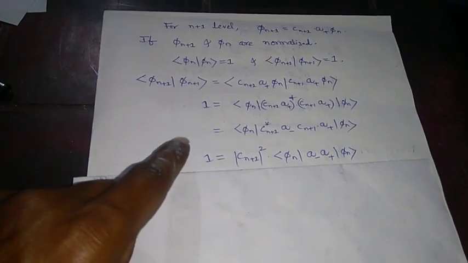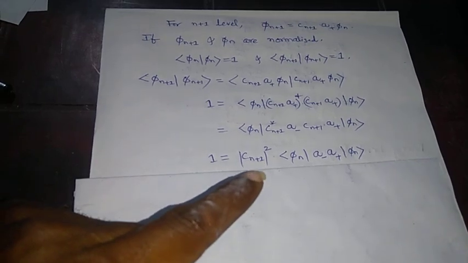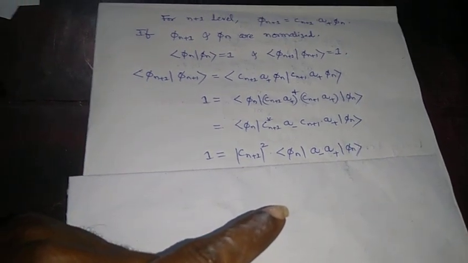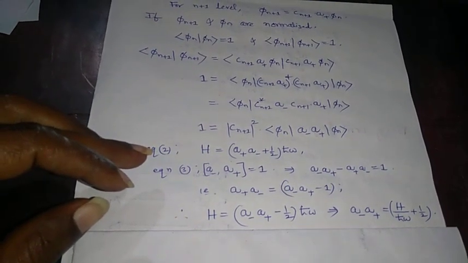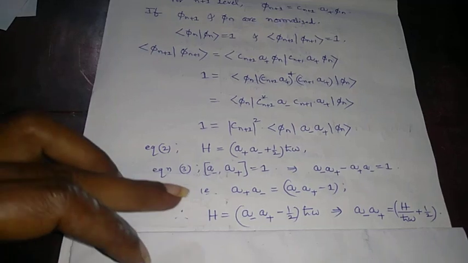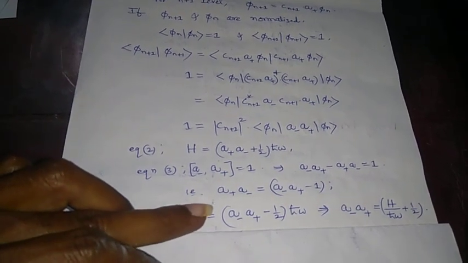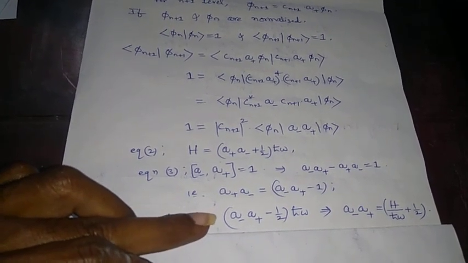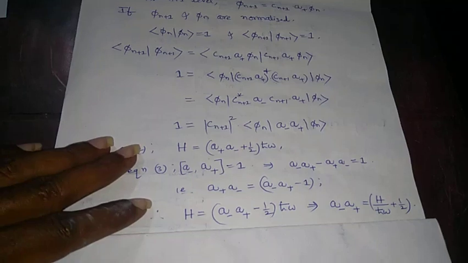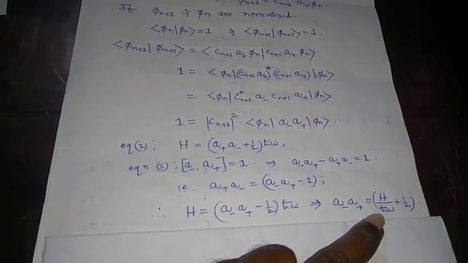So on the left hand side we can write 1 for the scalar product, and here we can write modulus square of c sub n plus 1, and like this. But equation number 2 was telling you what H is in terms of A plus and A minus, and then equation 3 was telling you the commutator of A minus with A plus is equal to 1. So from that we can write A minus into A plus as A plus into A minus plus 1. So we can express A minus into A plus as H by ħω plus half.